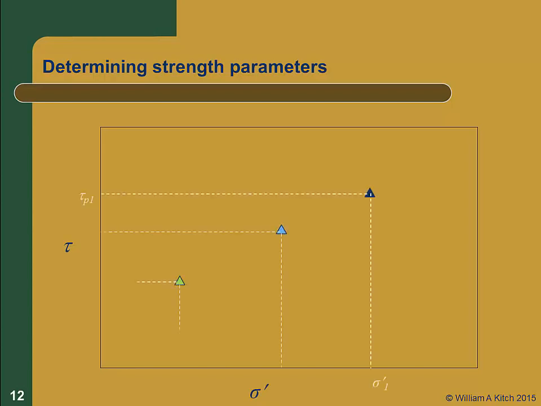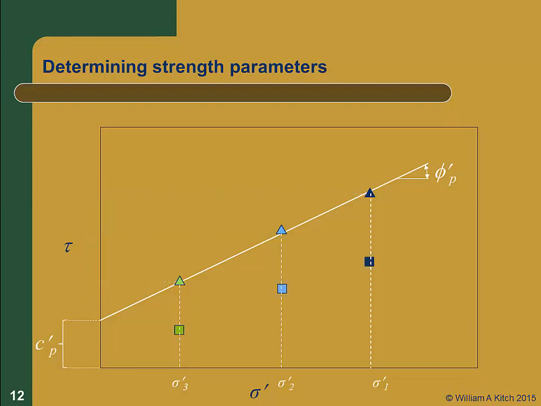The triangles shown here represent the peak shear strength measured from the previous figure. If we fit a line to these points, we can determine the effective peak friction angle, phi prime peak, and the effective cohesion, C prime peak. Similarly, we can plot the residual strength values as shown here by the squares. We then fit a line to these points and determine the effective residual friction angle phi prime r and the effective cohesion C prime r.